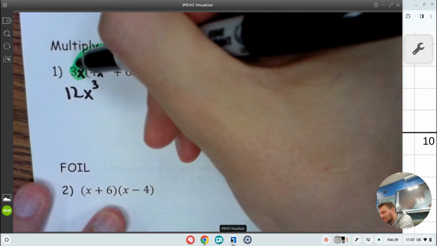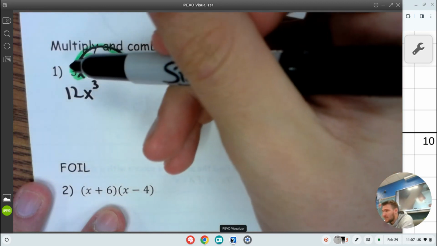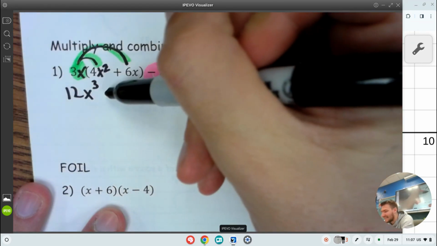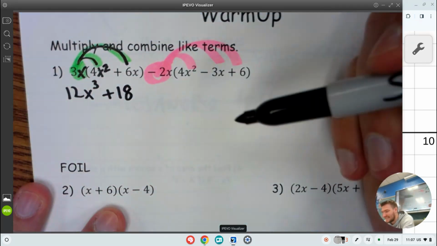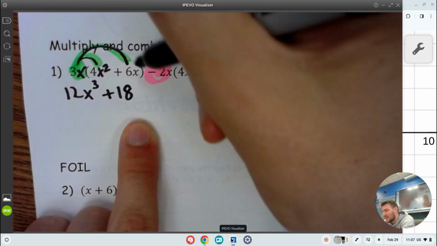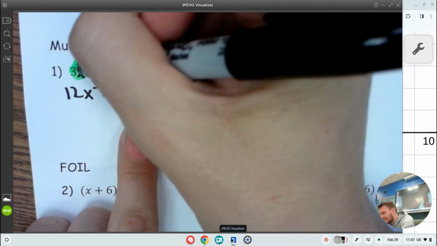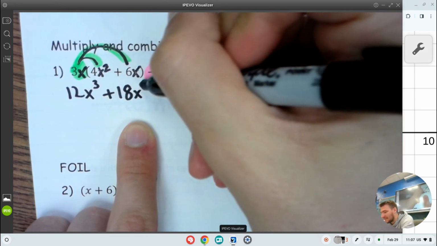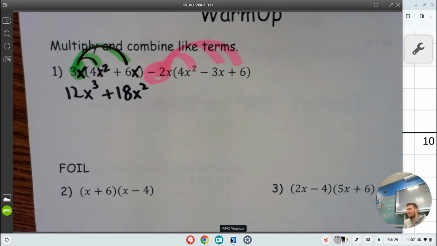We're going to go ahead and do the next one here, which is 3 times 6. 3 times 6 is 18, and this 18 should have 1, 2. This one should have x squared on it.